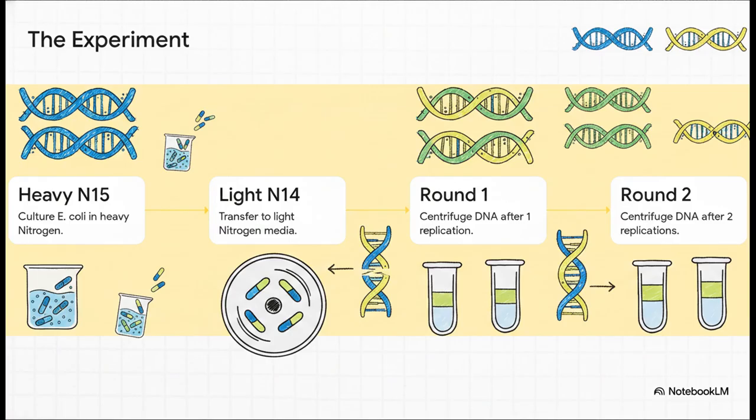Step 1. They grew bacteria in a heavy nitrogen, known as N15, forcing it to become part of the bacteria's genetic code. Step 2. They moved those same bacteria into a light nitrogen, N14. That meant any brand new DNA the bacteria synthesized would have to be light. Then they simply let the bacteria replicate and used a centrifuge to weigh the DNA after 1 round and then again after a 2nd round of replication.